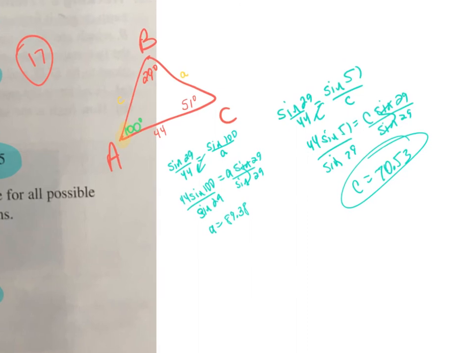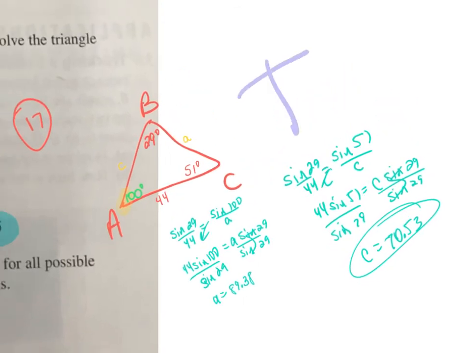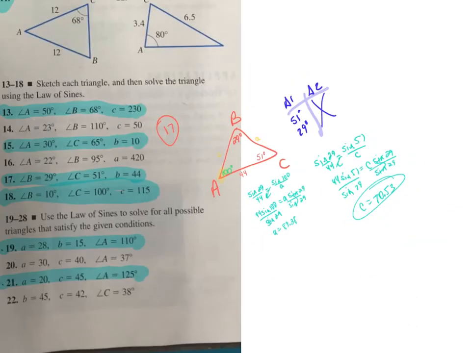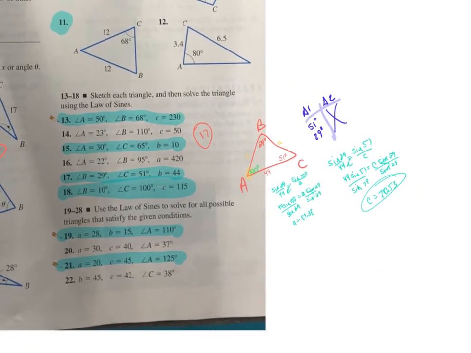Now guys, when we use the law of sines, you have to check to make sure that there aren't two triangles present. So the way that we do that, here's my triangle 1, here's triangle 2. They gave me 51 and 29. If they give you two angles that are already present and you solve for the third one, then you know that a second triangle cannot exist.